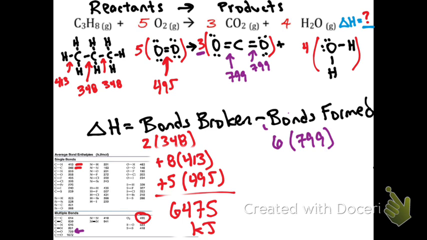All right, so same idea for the H2O. The oxygen to hydrogen bond looks like it's right here. It's 463 each. And so each one of these is 463. And there are going to be a total of 8 of them because there's 2 per water and there's 4 waters. And so that's all of my bonds formed there. So I'm going to add those up. 6 times 799 plus 8 times 463.